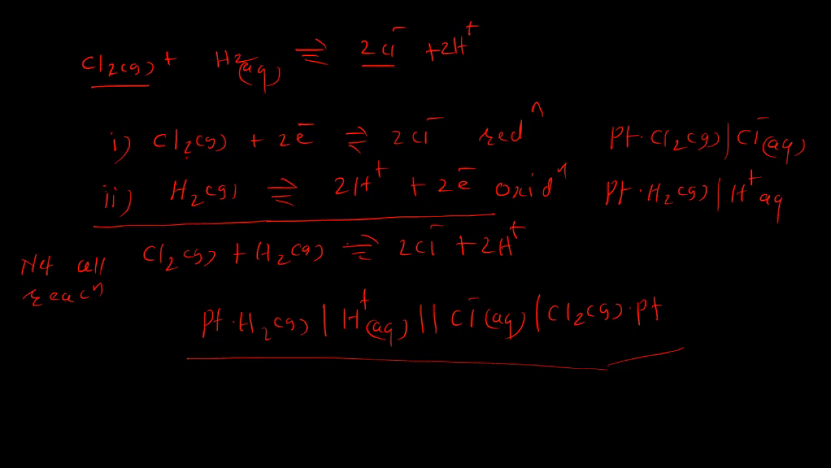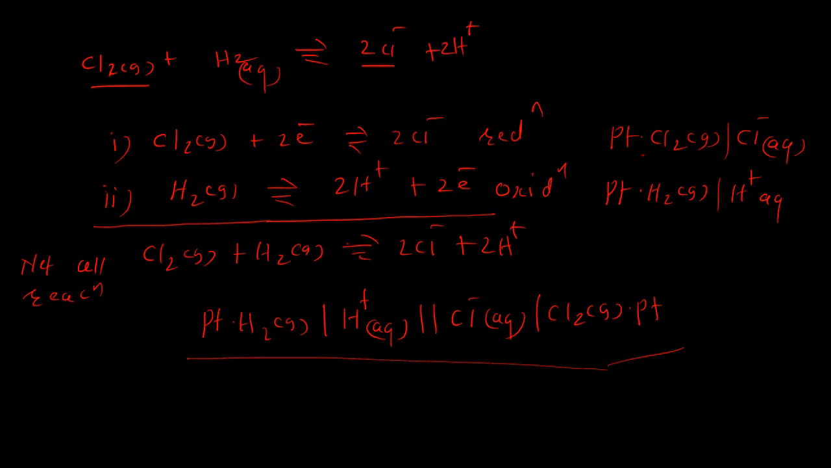And from this half cell reaction, we have to write the particular electrode. As chlorine gas is involved here, it means that it is a chlorine electrode. So the chlorine electrode can be represented in this way: platinum, chlorine gas passed into the solution of the chloride ion. Then the hydrogen electrode can be represented in this way: platinum, hydrogen gas in contact with hydrogen ions.